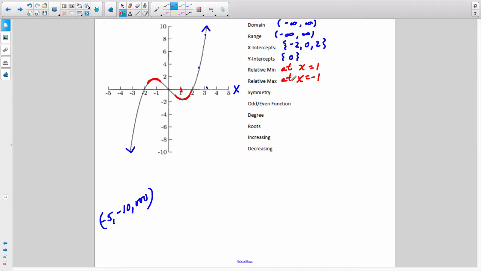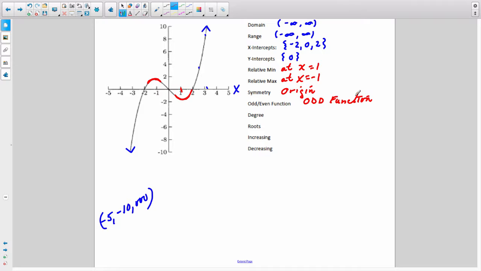Does this have any kind of symmetry at all? And I think you would agree it has origin symmetry. If you turn this thing over 180 degrees, you'd be looking at the same exact picture. So what does that mean? It means it's an odd function. Now, what's the degree of this? You really don't know. I'll be honest with you. You really don't know.